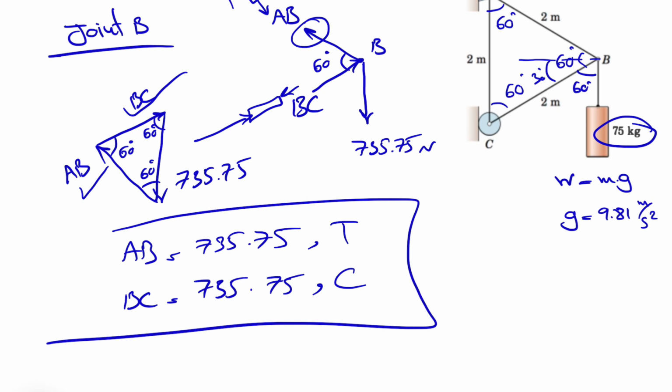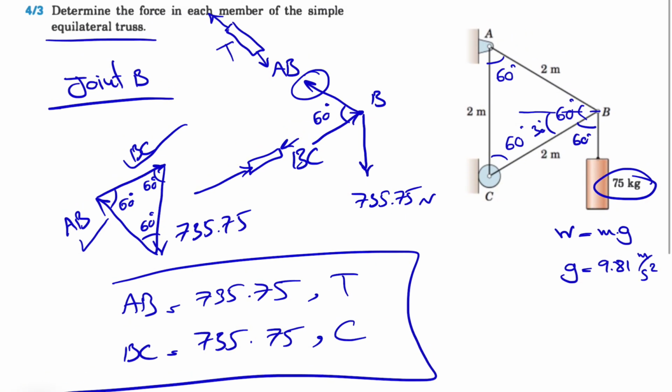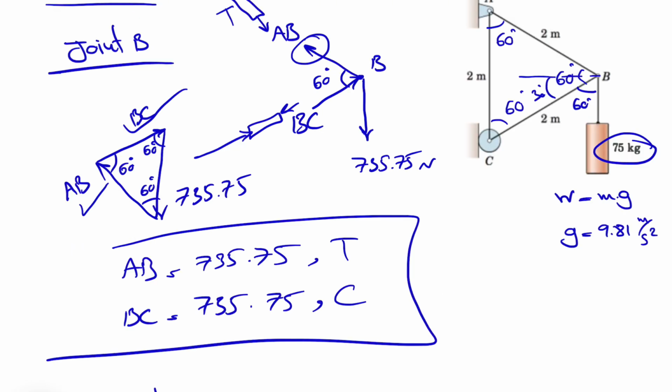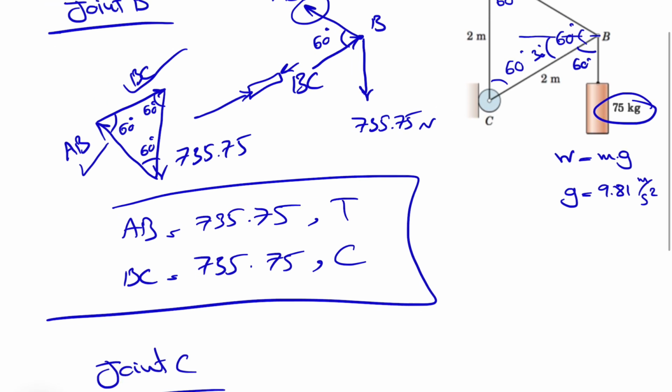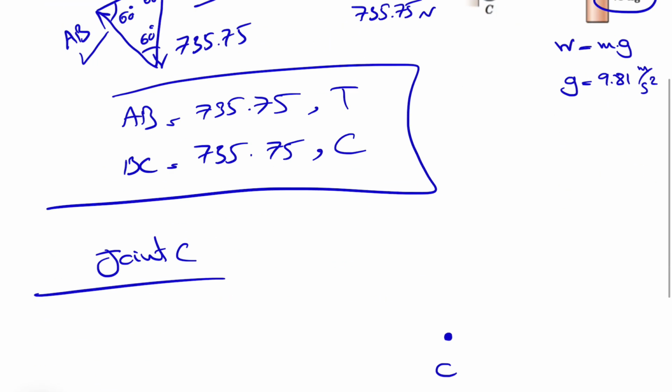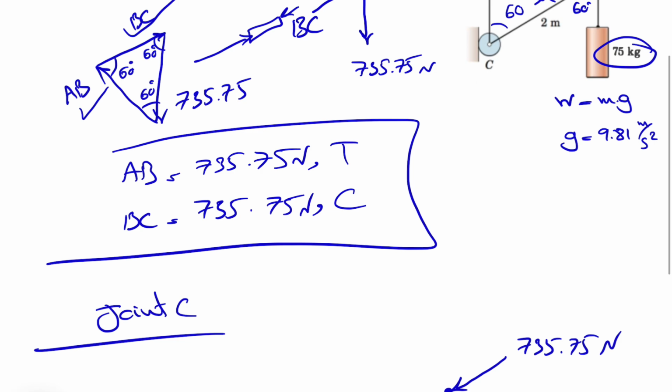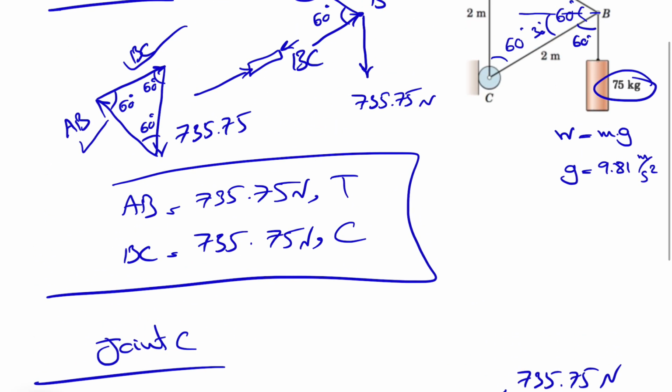So we found 2 of the members, and there's only one left, and that's the member AC. So we can go either with joint A or C. Let's do the free body diagram at joint C. If we look at here, we'll have the force in the BC, and as we can see, since the member was in compression, the force will be from member to point C. So this is our BC, which we found to be 735.75 Newtons. We forgot to put the units in here, so all of them are Newtons.